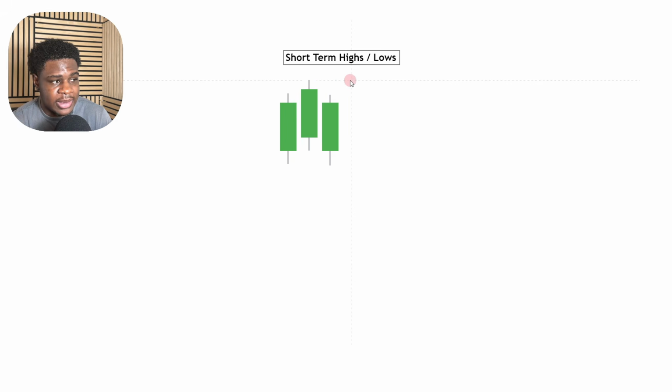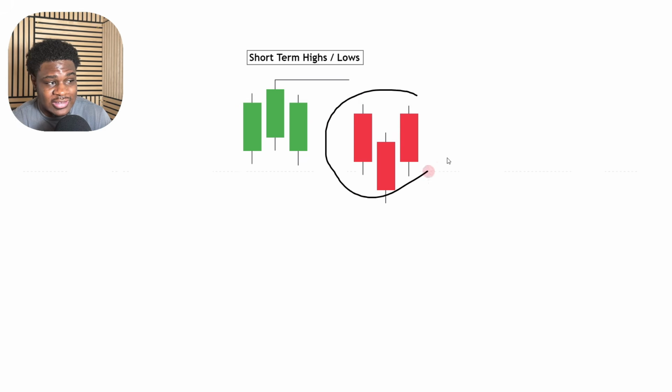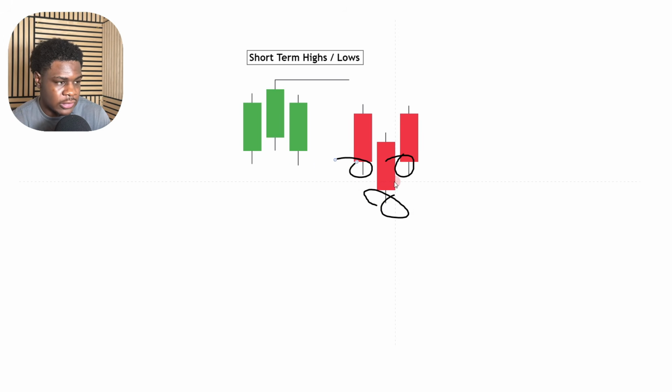This is pretty simple. Basically, when price has three candlesticks, one candlestick in the middle, one to its left, and one to its right. In this depiction, our short-term high would be the candlestick in the middle, because this candlestick in the middle is a lot higher than the candlestick to its left as well as the candlestick to its right. This would be our short-term high. The same can be said about a short-term low, where the candlestick in the middle is lower than the candlestick to its right as well as the candlestick to its left. We can mark out this low point as a short-term low.